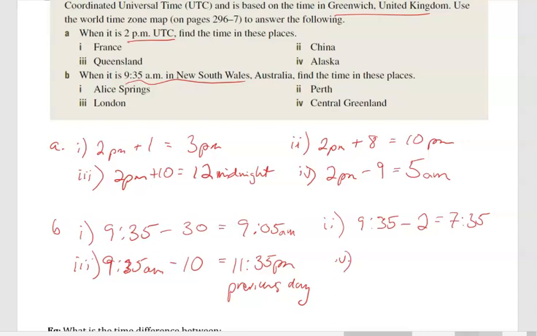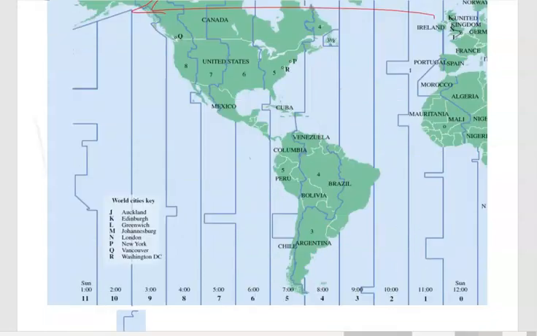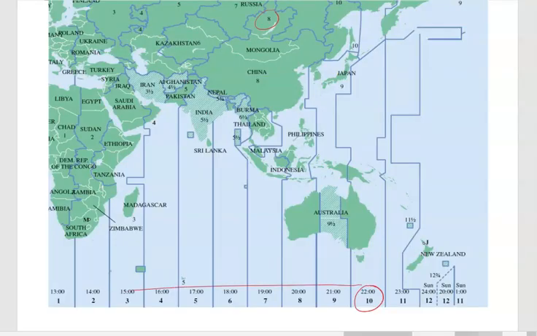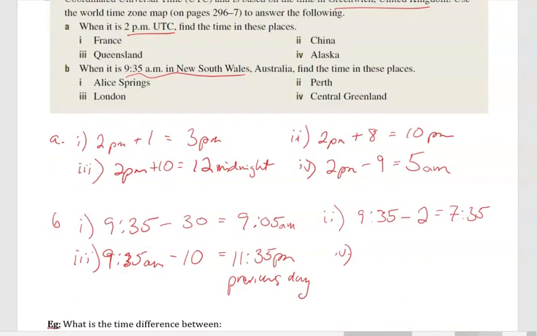And our last one is central Greenland. Greenland is a further 3. Okay, so this one is from Greenwich time. It's 3 hours, but for us, it's going to be all 10 hours plus another 3 hours. So that's going to be 13 hours difference. So that'll be 9:35 minus 13. And we said before that 12 hours, taking off 12, would be 9:35 p.m. So we'll make it 8:35 p.m. the previous day.